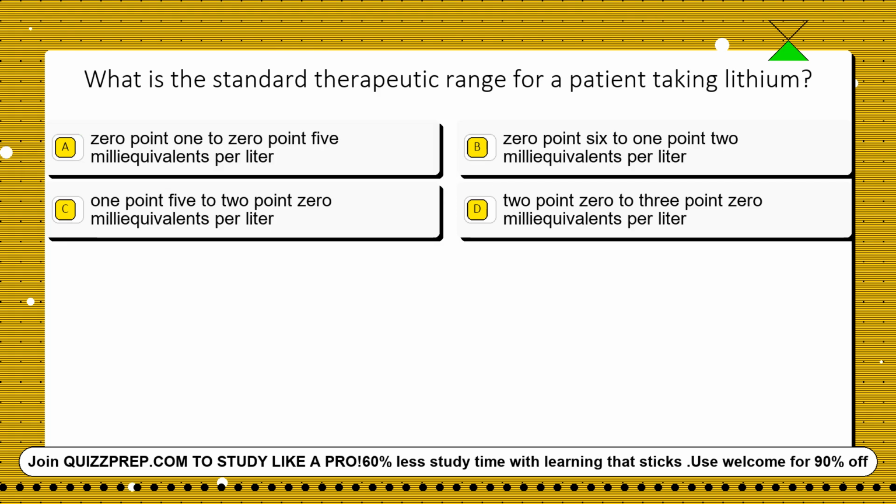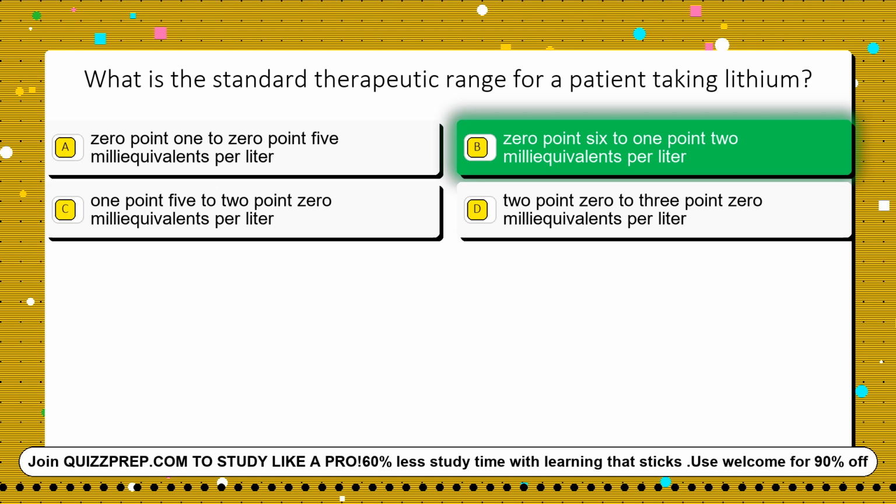Question 91. What is the standard therapeutic range for a patient taking lithium? Option A. 0.1 to 0.5 milliequivalents per liter. Option B. 0.6 to 1.2 milliequivalents per liter. Option C. 1.5 to 2.0 milliequivalents per liter. Option D. 2.0 to 3.0 milliequivalents per liter.